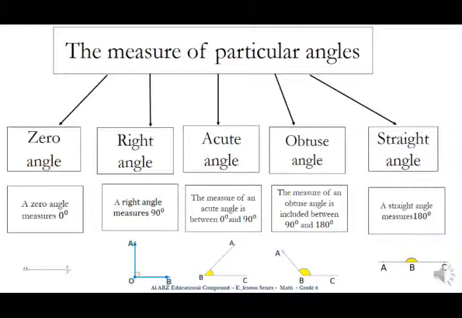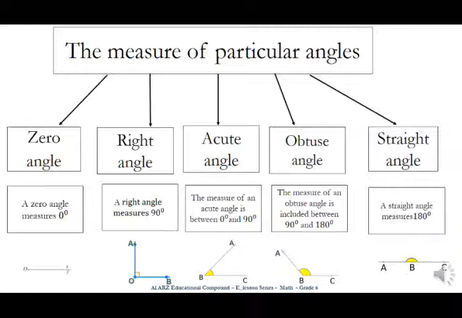Acute angle. An angle is called acute if the measure is between 0 degree and 90 degree. It is more than the zero angle and less than the right angle. Obtuse angle. This is an obtuse angle. The measure is between 90 degree and 180 degree, more than the right angle and less than the straight angle.